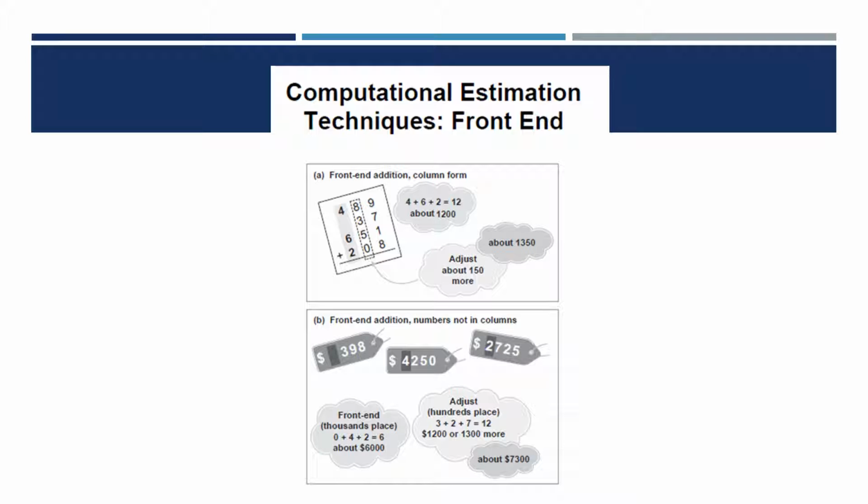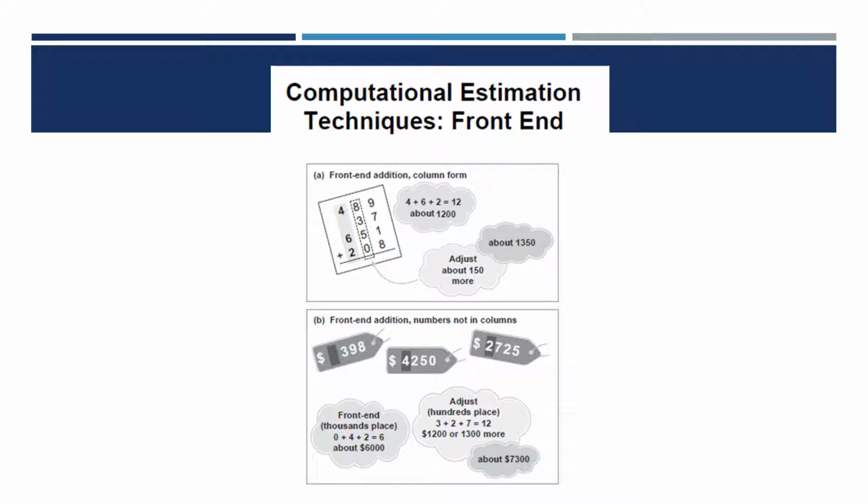But if we are estimating this particular first problem, problem A, we would say that that's 12, or about 1200, because 400 plus 600 plus 200 is 1200. So we could stop there and say that our answer should be somewhere around 1200.